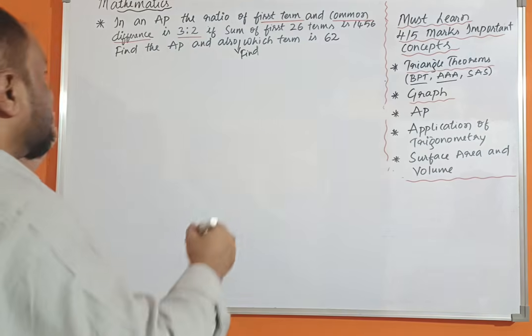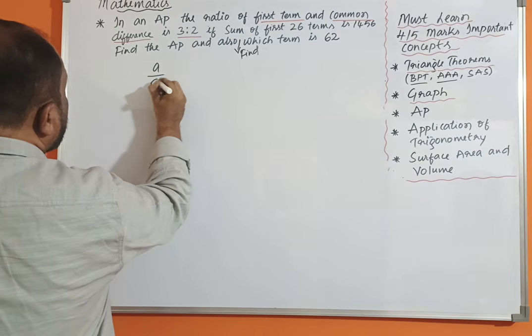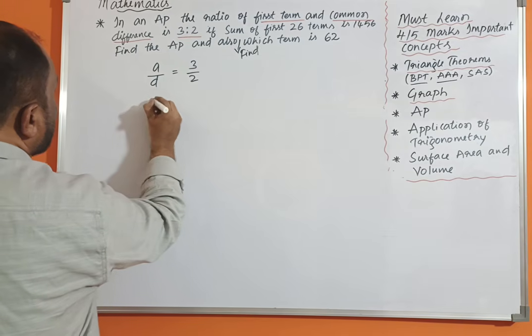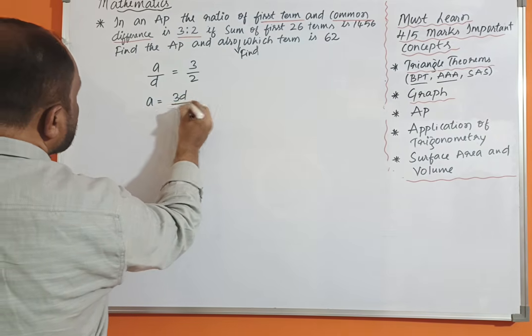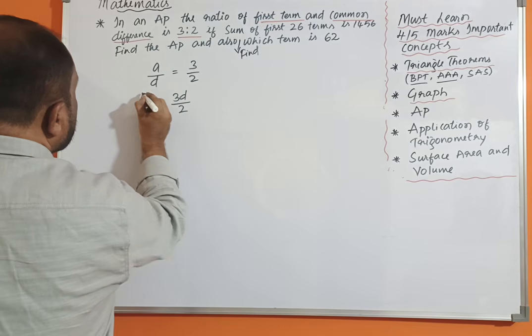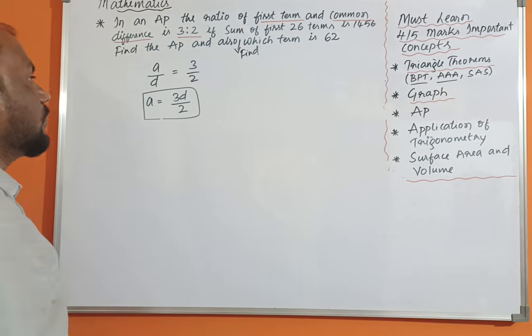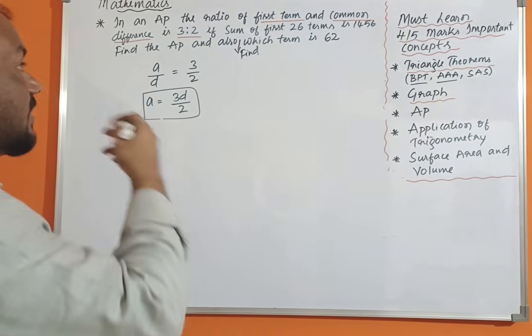So what is given there? The ratio of A and D. A by D is equal to 3 by 2. So A is equal to, cross multiplying, 3D by 2. This is the value of A we got: A is equal to 3D by 2.